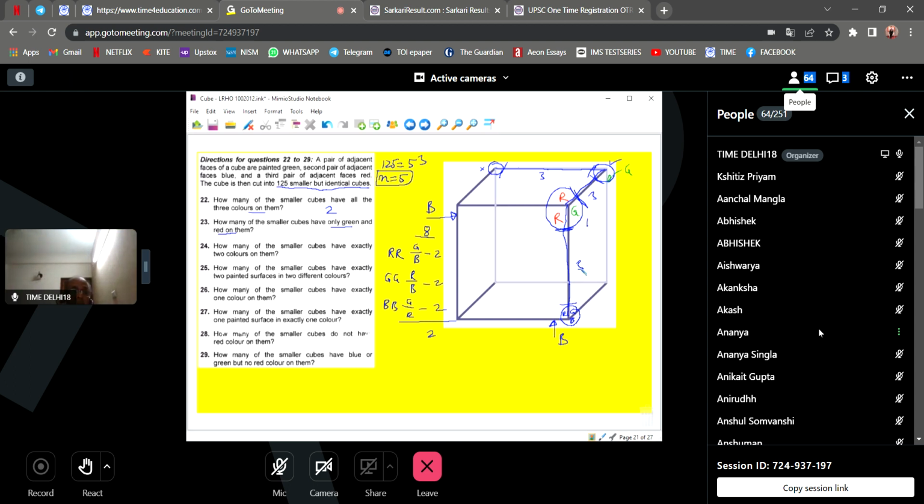How many have green and red on them? 11. 11 have green and red on them. किसी को कोई doubt? I hope it is clear to everyone.